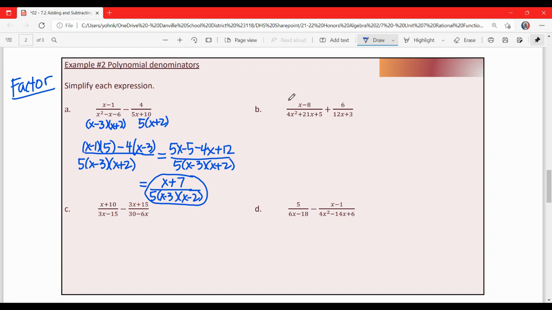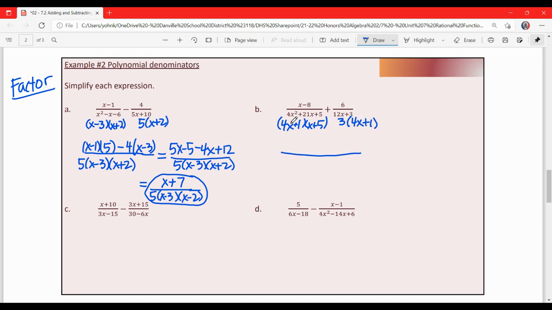All right, if we look at letter B, let's see. I can factor the bottom left. First things in the parentheses multiply to give you the first thing, so 4x and 1x. Last things in the parentheses multiply to give you 5, so I'm going to guess that the 5 goes on the right and the 1 goes on the left. They multiply and add to get positive, so they're both positive. I can check that to make sure that I have it right by double distributing. Then I look at 12x plus 3. I can factor a 3 out, and that leaves me with 4x plus 1.